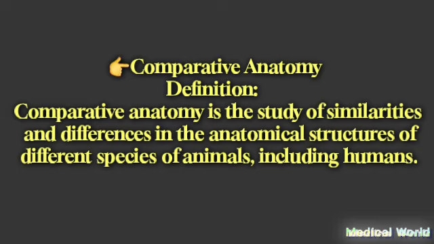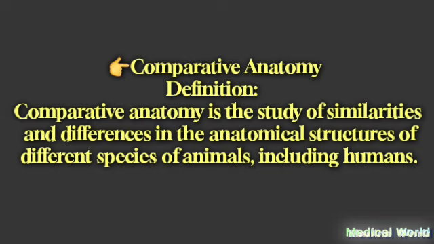Comparative anatomy. Definition. Comparative anatomy is the study of similarities and differences in the anatomical structures of different species of animals, including humans. In simple words, comparative anatomy means comparing the body parts of humans with animals to understand how they are alike or different.